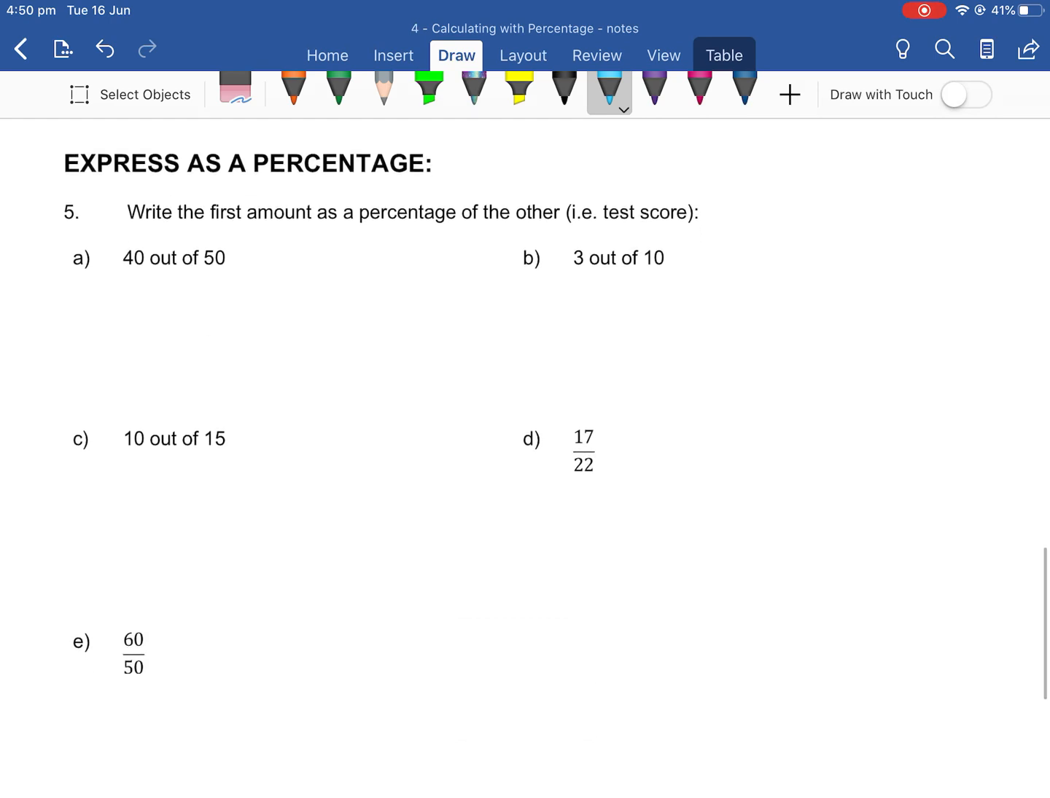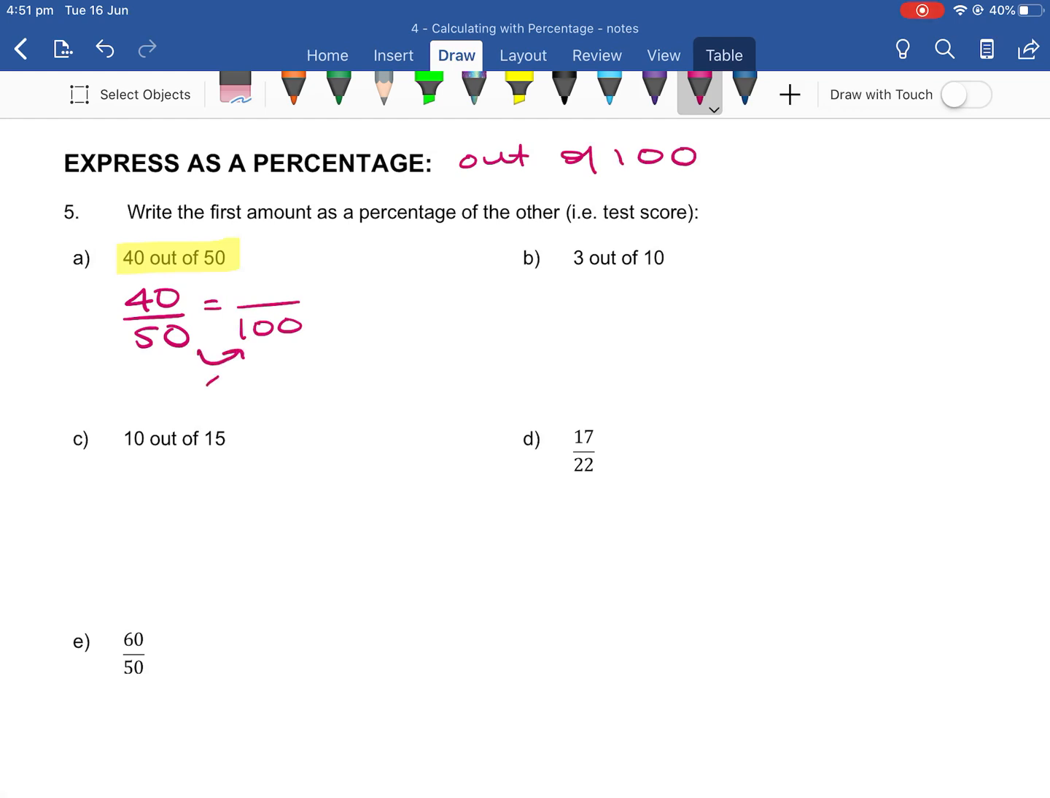Now I'm going to explain how we actually write a percentage when we have 2 amounts. And the most common situation that we find ourselves in is when we're trying to work out what percentage we achieved on an assessment. So let's pretend that we scored 40 out of 50 on a test. So we can write that as a fraction. And the great thing about writing something as a fraction, we can try and write it over 100 because percentages are written out of 100. Now this one's really simple because we can double the denominator to get it to 100, so we double the numerator and we get 80%.